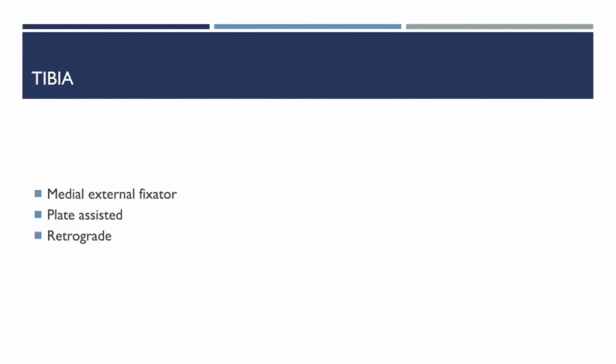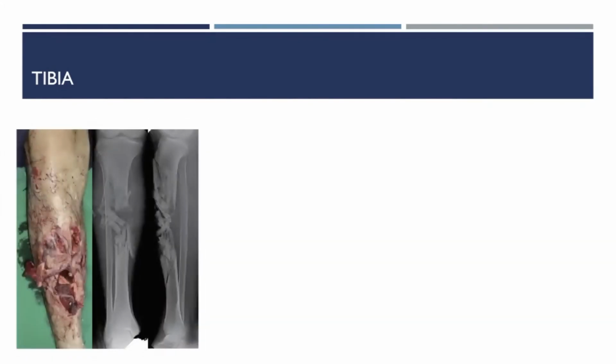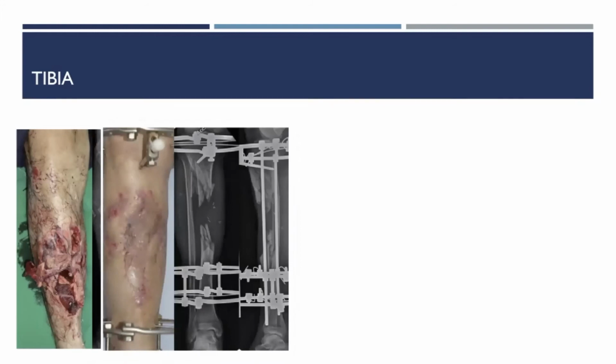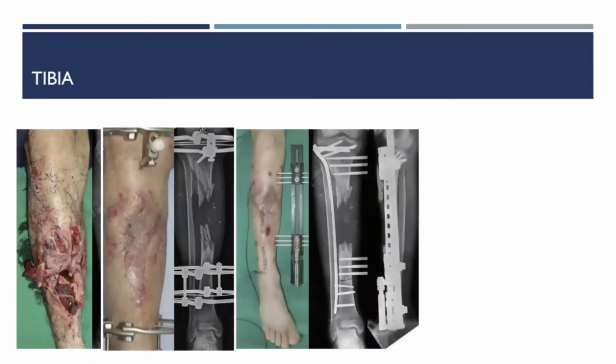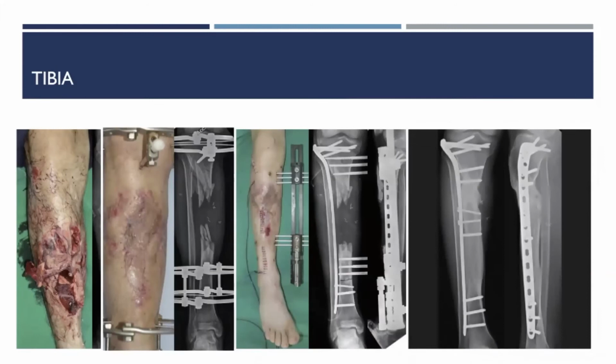Here's an example of an open tibia fracture, significant comminution and soft tissue damage, multiple debridements, stabilized in a ring external fixator, soft tissues healed, ready for bone transport. This is a medially based monorail with a supplementary lateral plate, retrograde transport. Docking has been achieved with bone grafting. Note the additional screws in the bone transport segment to increase stability. Very nice result.